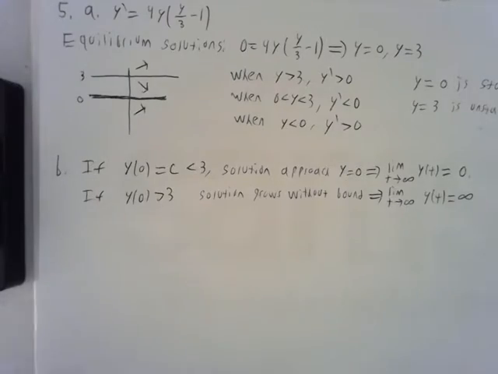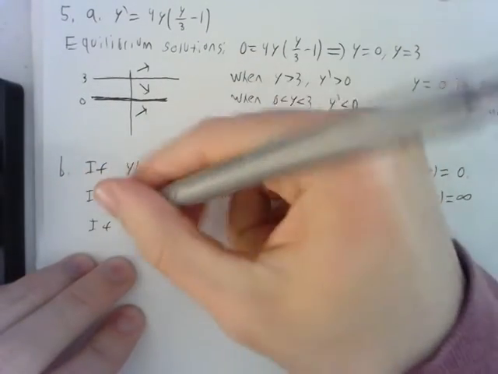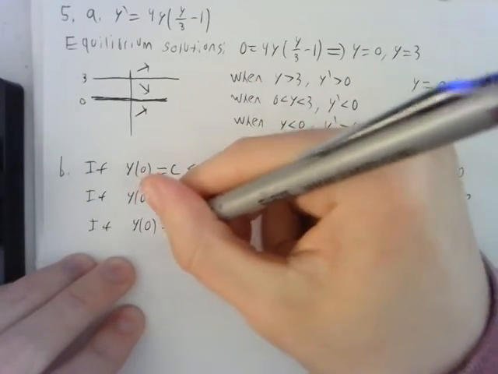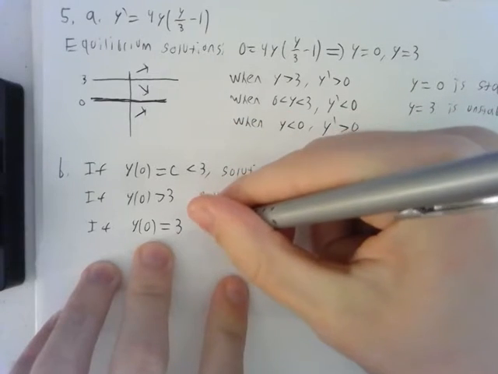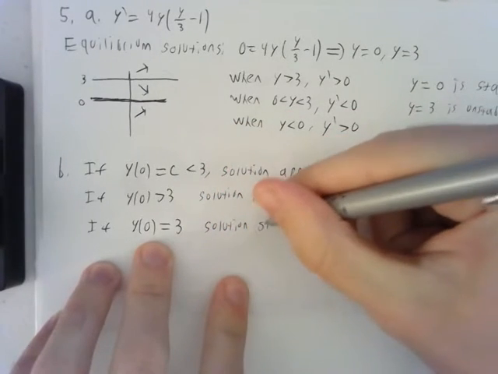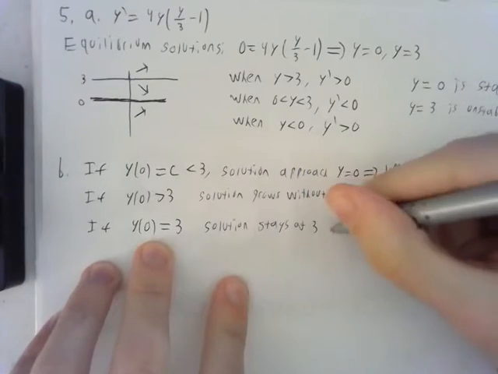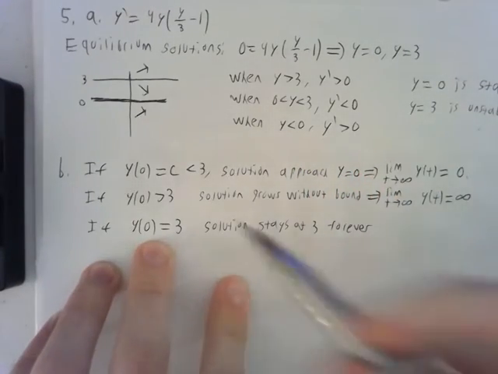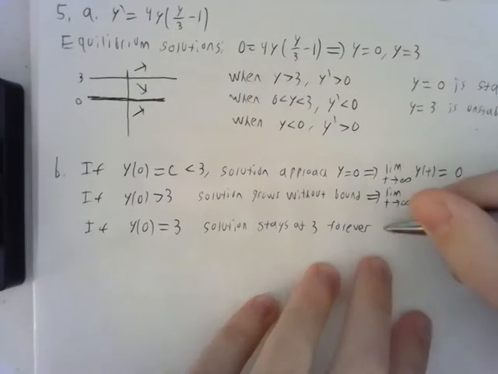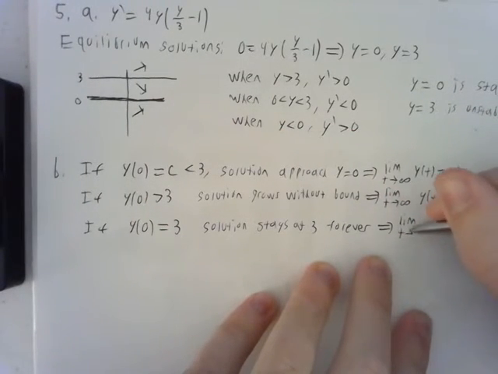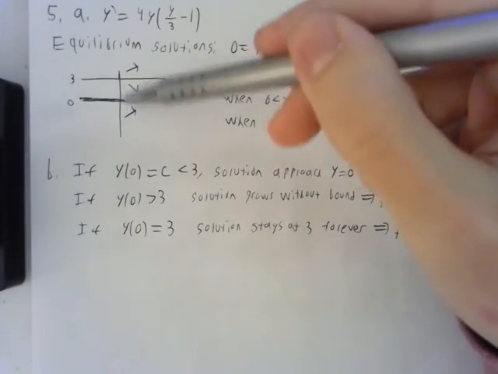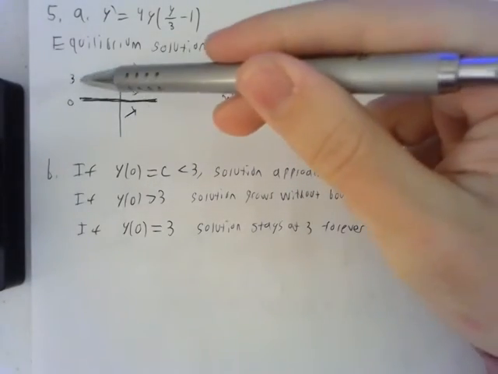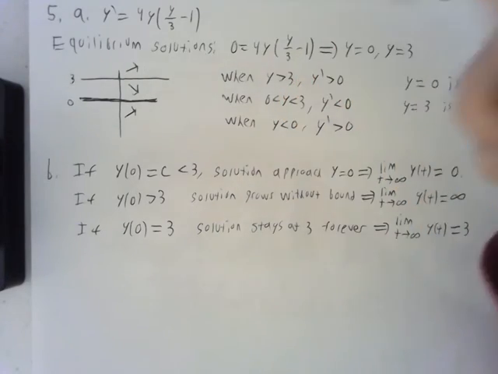Then the last case we have to consider is what if y of 0 is equal to 3? Well then the solution stays at 3 forever because we started on an equilibrium solution, so we never move. That means that the limit as t goes to infinity of y of t is equal to 3. So we have these three possible cases. If we start anywhere below 3, we'll approach 0. If we start on 3, then we stay there. If we start above 3, then we just go off towards infinity.